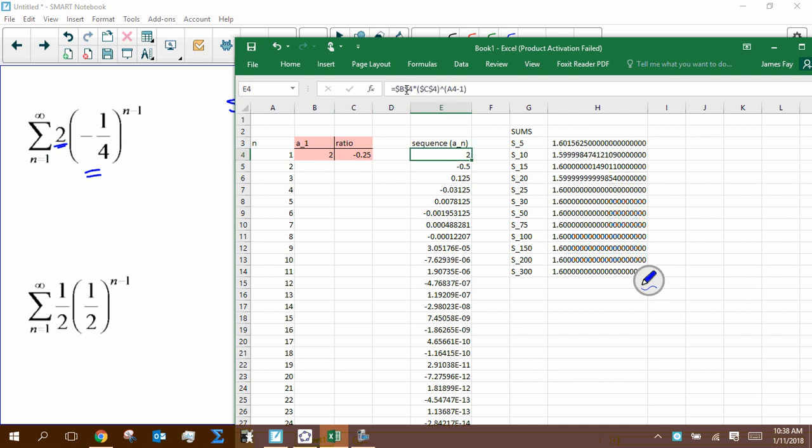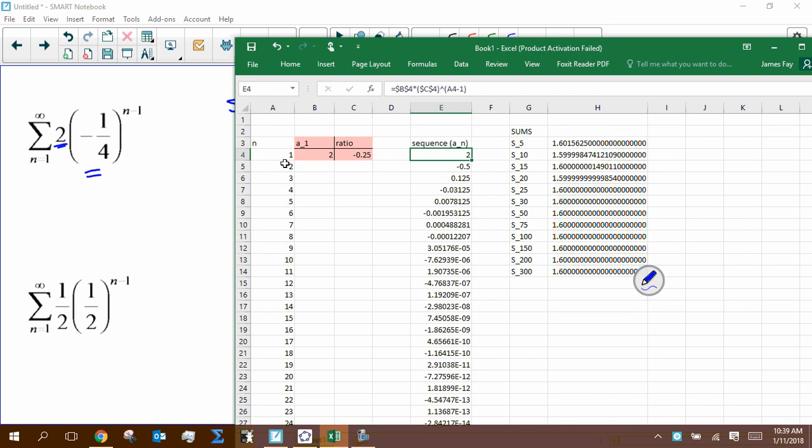What I've done here, basically, is take the object that's in cell B4, which is this one right here. It's taking my a sub 1 and multiplying it by the object in cell C4, which is my ratio. But it's then taking that ratio and raising it to the A4 minus 1, which is that n. So it's raising it to the n minus 1. So this equation right here is essentially this right here. It's just using Excel's cell notation and referencing so that I can create this sequence pretty easily. If I write that formula correctly, then with that n value of 1, the first object in our list should be 2.